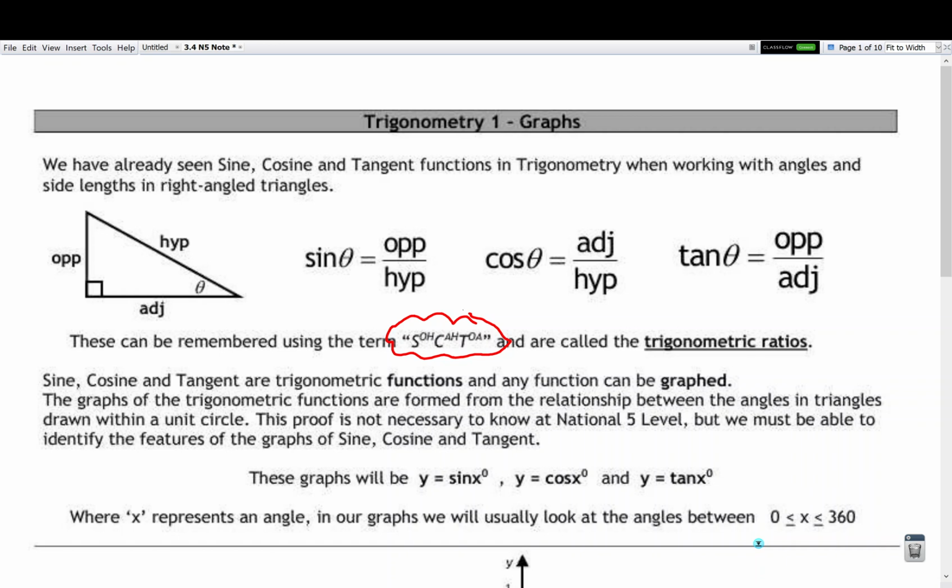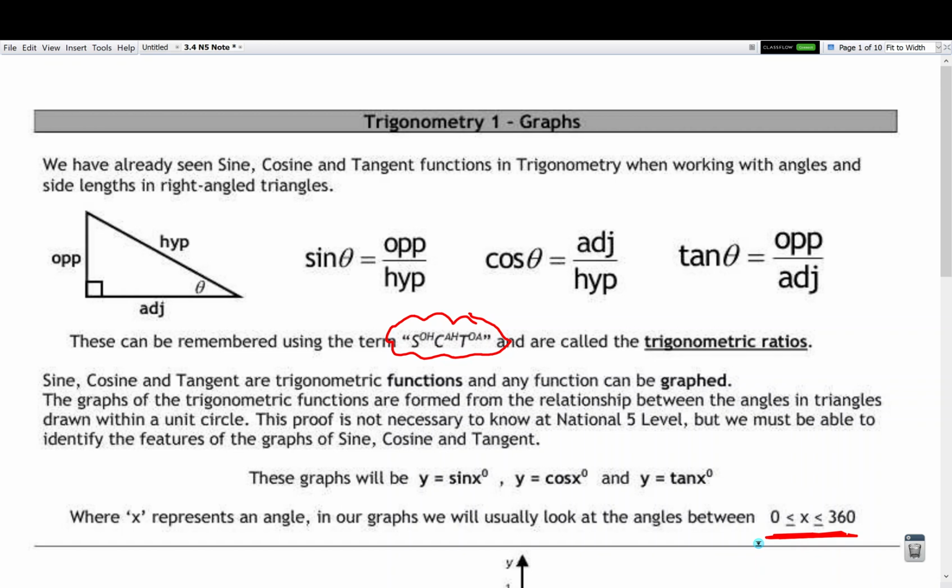So we're not so much going to be looking at the ratios in this topic, and we're going to be focusing on the actual trigonometric functions themselves, sine, cosine and tangent, and what they basically look like when you draw the graph of them. Now these are formed still using the relationship between the angles and sides in a right angle triangle, but it's when it's drawn within what's called a unit circle. And because of this, we tend to look at the graphs between the angles of 0 and 360, as it says at the bottom here, because of this relationship within a unit circle.